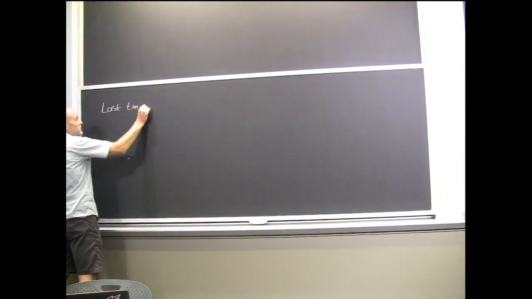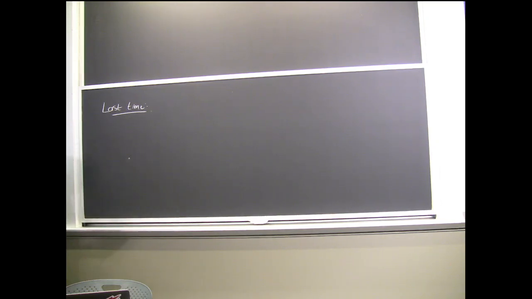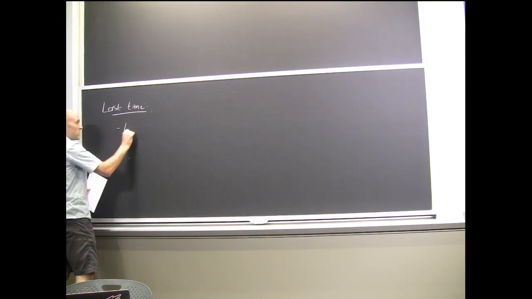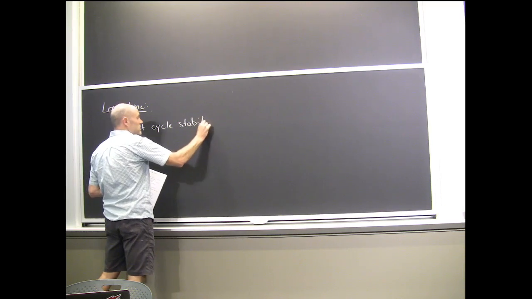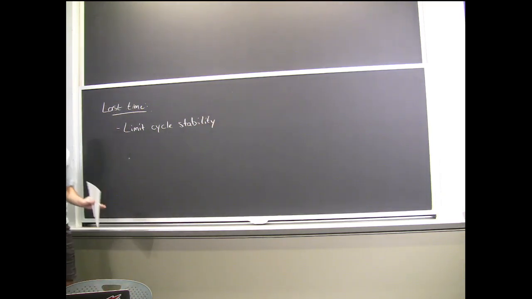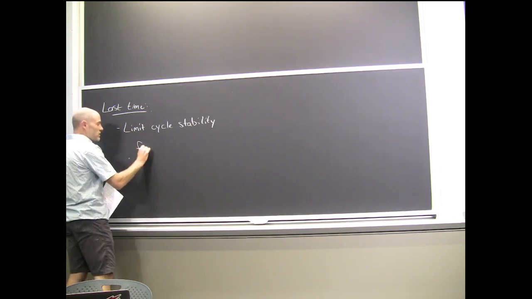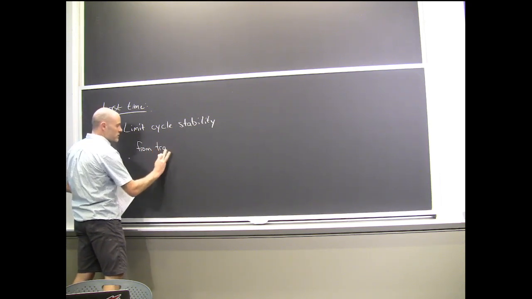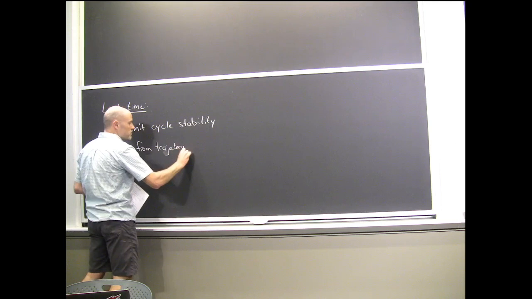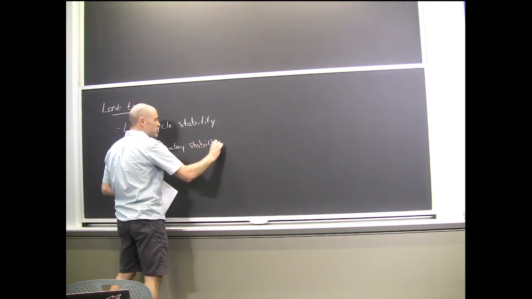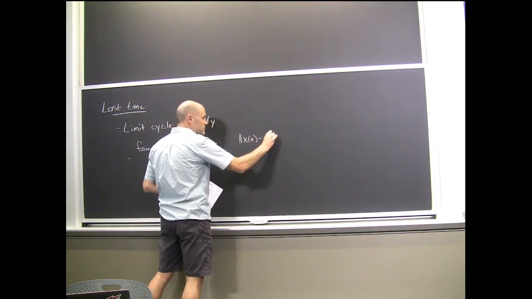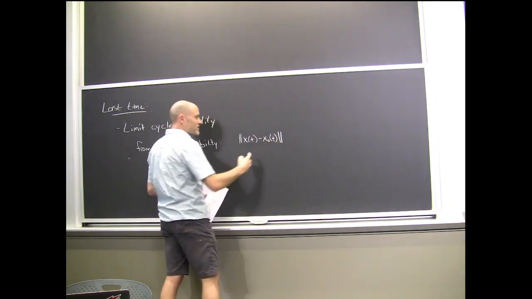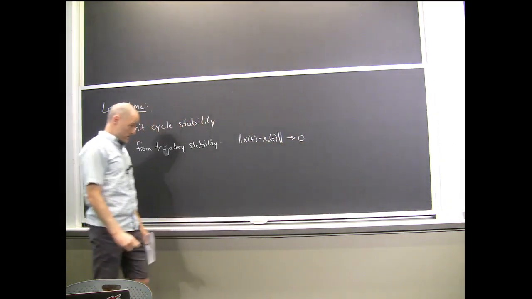Last time we brought up two important ideas. The first one was limit cycle stability, which isn't needed for every contact problem, but it's pretty useful for walking robots. We started off before with notions of trajectory stability, which was saying that somehow x of t minus x nominal of t, we want that to go to zero as time goes to infinity.